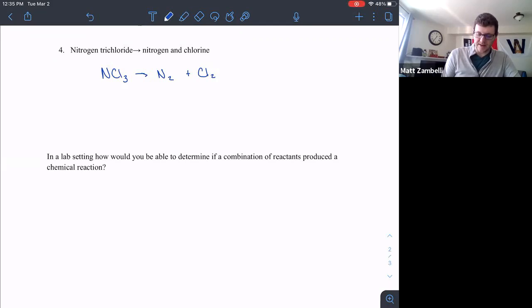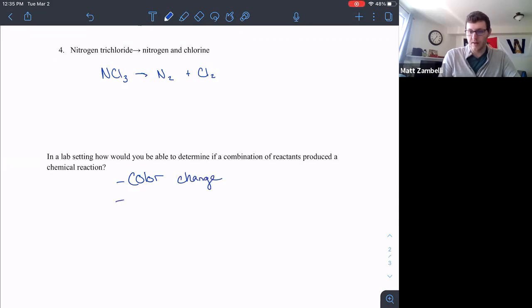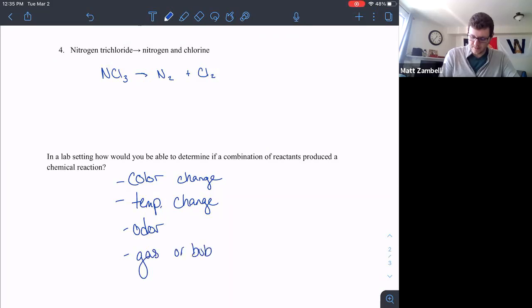Color change, perfect, that's one. Temperature change, awesome. Odor, that's two. What'd you say? Odor, perfect. Bubbles, or bubbling, gas or bubbles produced. All right, what else? There were two more.